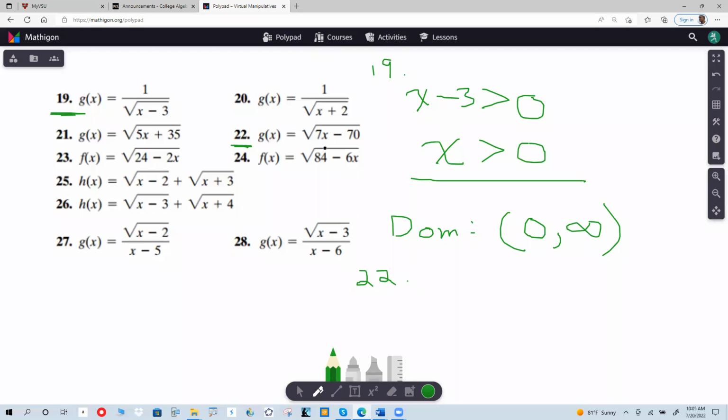Let's do 22 here. This is not a denominator, but anything inside the radical sign has to be greater than or equal to 0. If it is in the denominator, we don't count the equality. I'm going to write it like this: greater than or equal to 0. And you solve for x like it's an equation. That's how you're going to do it.